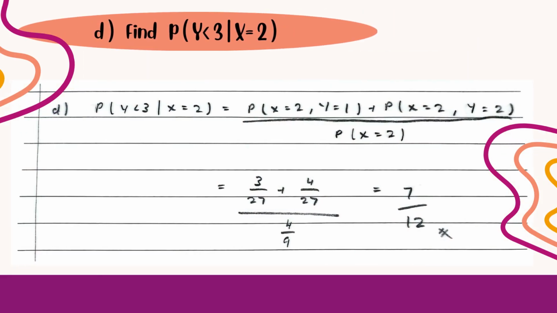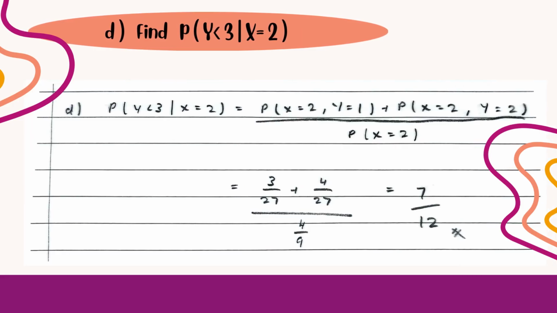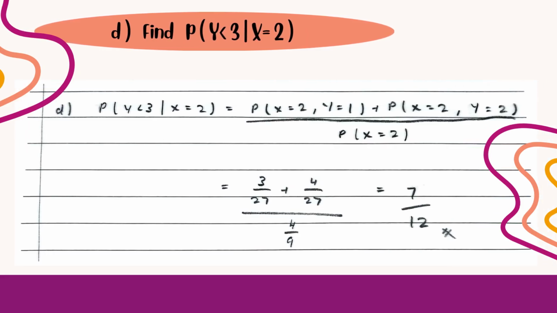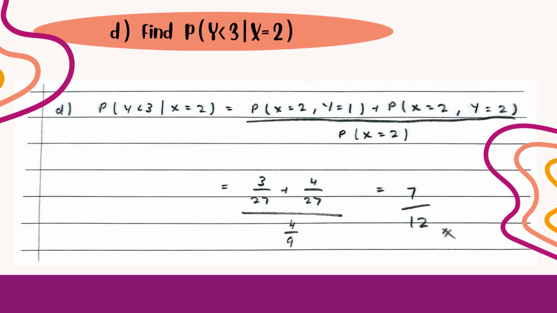For question D, the probability of y less than 3 given x equals 2 can also be written as the probability of x equals 2, y equals 1, over the probability of x equals 2. And then we just have to plug in the value for each probability, and after calculating, we will get the answer as 7 over 12.